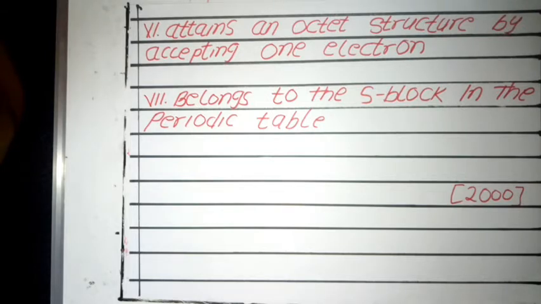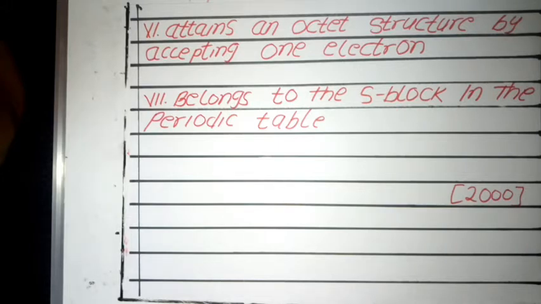So which of them attains an octet structure by accepting 1 electron? Remember, the non-metals accept electrons. Some might accept 1, some might accept 2. But in that table, you notice that chlorine, atomic number of 17, has 7 electrons in its outer shell. So in reacting, it needs 1 electron to attain that octet structure of noble gases. So the answer would be R, which is chlorine.